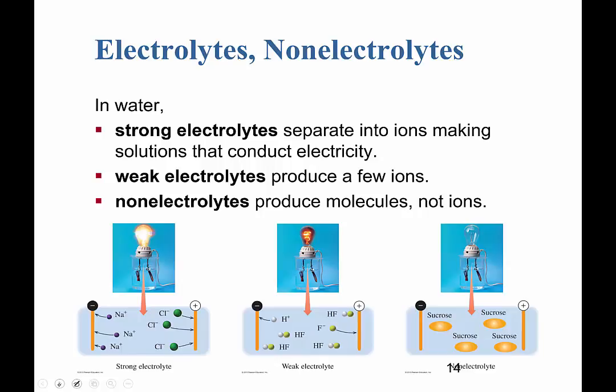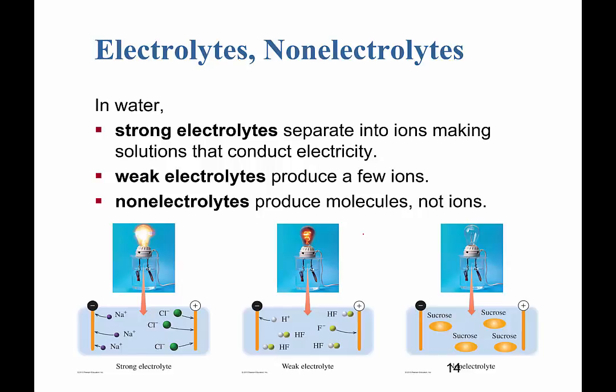We also have electrolytes. Electrolytes are substances that are going to separate into ions, and they're going to conduct electricity. If they form a lot of ions, then it's a strong electrolyte. If they form very few ions, then they're a weak electrolyte. And if they don't form any ions, they're a non-electrolyte. And this is a conductivity tester. This is a way that we can figure out if they're going to dissolve in water.